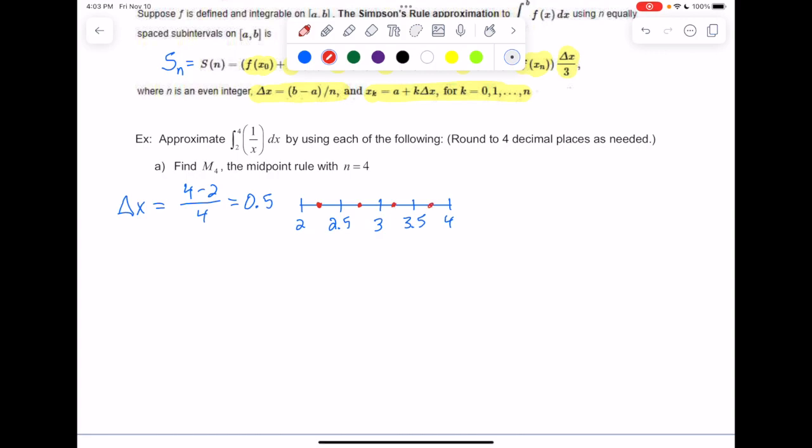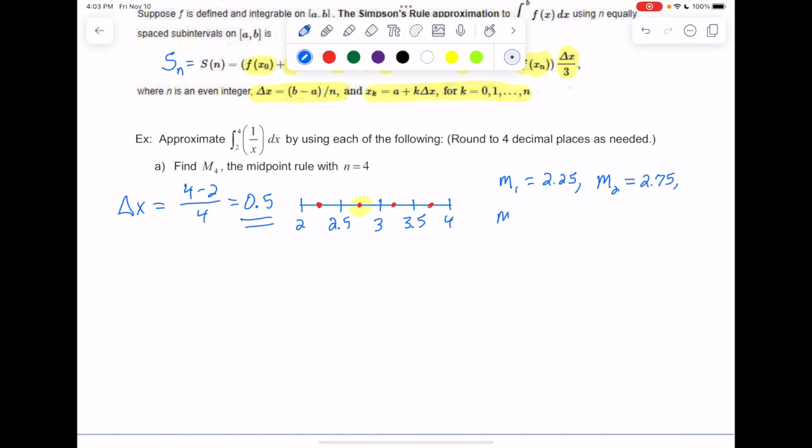So let's make a list of what those are. If you're halfway between 2 and 2.5, then that first midpoint would be 2.25. And then from there, you can just start adding the delta x of 0.5. So your second midpoint, add the 0.5, would be 2.75. Notice that does seem to match up with what we see. That's right in between 2.5 and 3, so 2.75 makes sense.